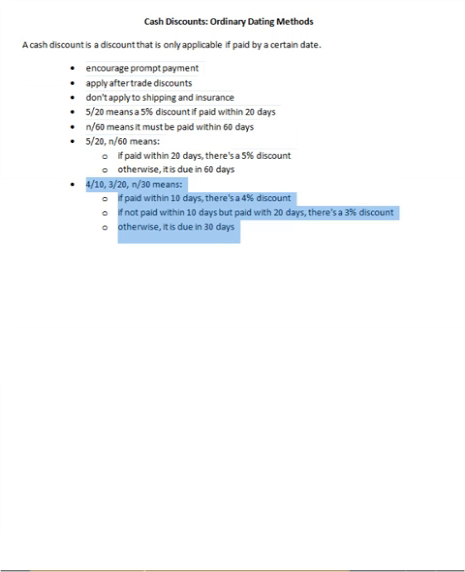We can also have three of these that appear. So for example, 4/10, 3/20, n/30. So if you pay within the first 10 days, you get a 4% discount. But if you don't pay within 10 days, but you still pay within 20 days, you get a 3% discount.